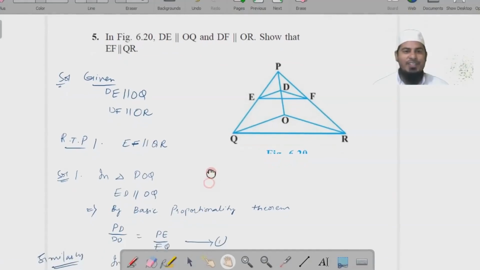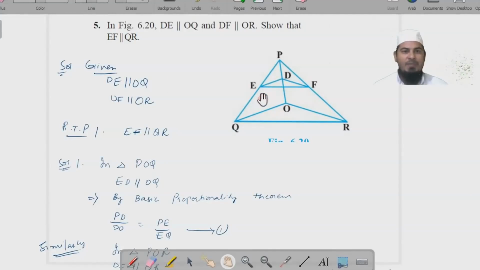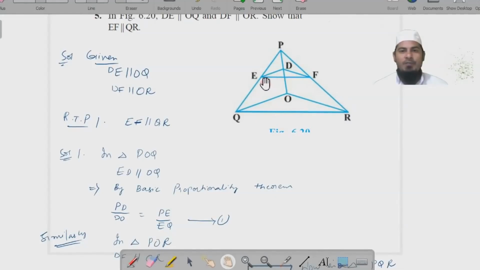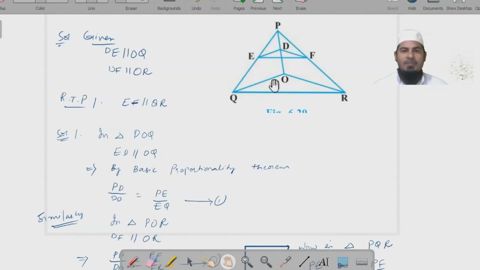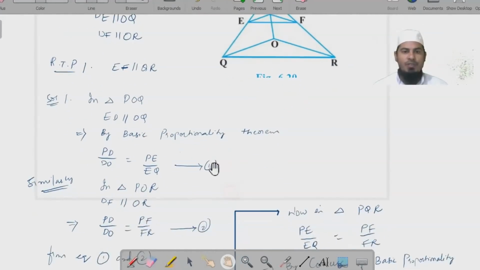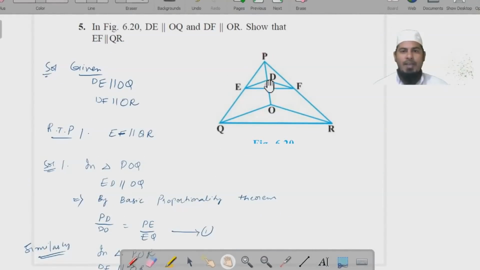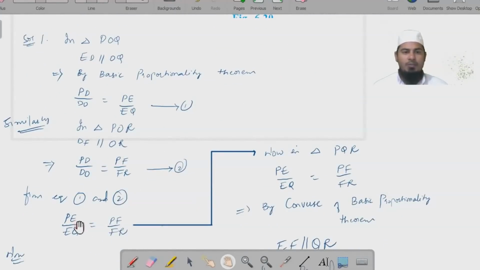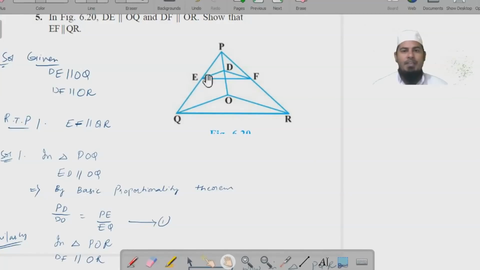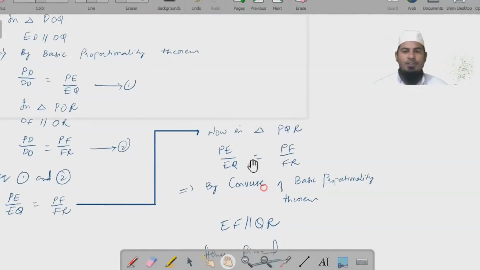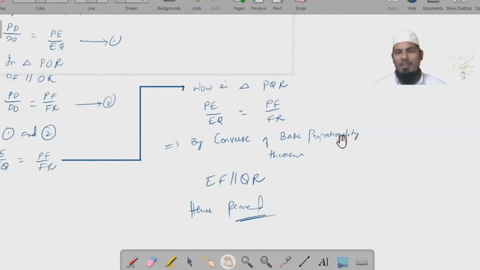Let us see the solution. Given ED is parallel to OQ and EF is parallel to OR, we are required to prove EF is parallel to QR. In triangle POQ, ED is parallel to OQ, so by basic proportionality theorem, PD by DO is equal to PE by EQ. It is written here. That is equation number 1. Similarly, when DF is parallel to OR and basic proportionality theorem is applied, PD by DO is equal to PF by FR. These two equations give us PE by EQ is equal to PF by FR. Now in triangle PQR, PE by EQ is equal to PF by FR, it means EF is parallel to QR by converse of basic proportionality theorem. Hence, we got the solution.